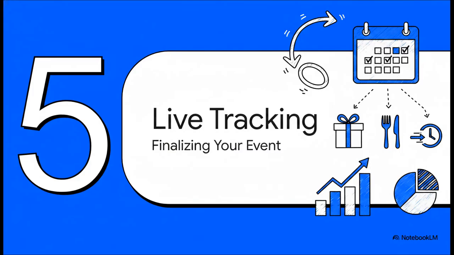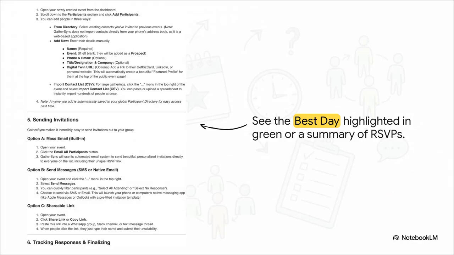Section 5, finalizing and live tracking. Okay, so the RSVPs are rolling in. Let's talk about how the app actually does the math for you so you can get your time back. The tracking is incredibly clear. For flexible events, the system literally highlights the best day in bright green on your calendar grid, based entirely on everyone's availability. You just click it, finalize the date, and boom, everyone is notified.